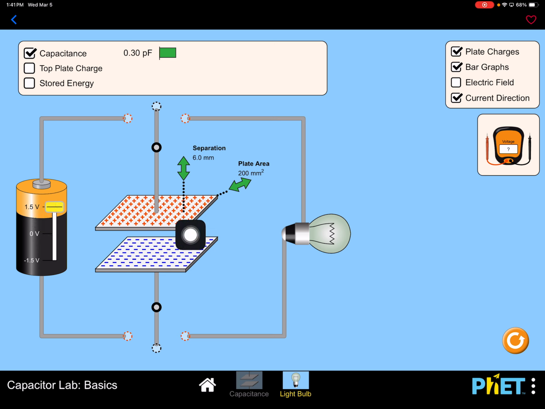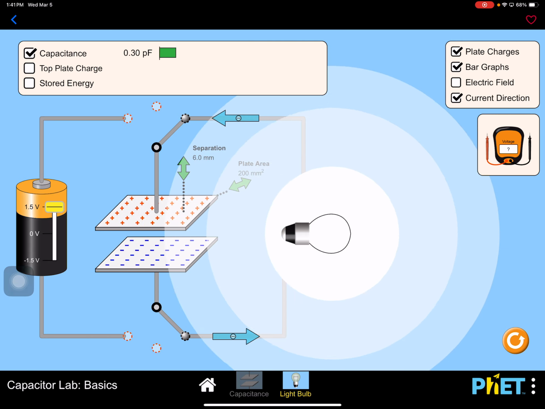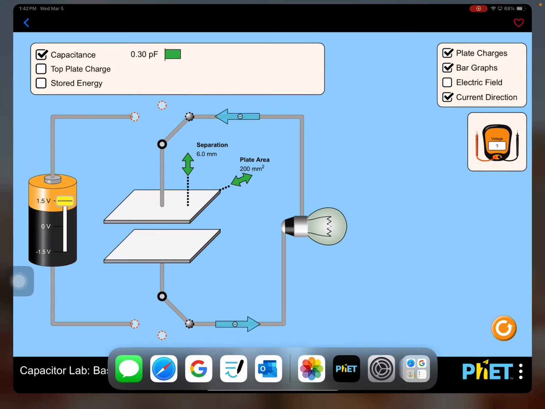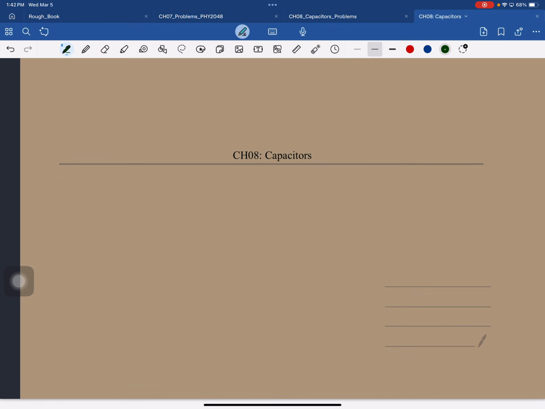So for instance, now you've charged this capacitor, and this is the circuit of your flash cameras. So you've stored energy in the capacitor, and there you go. You can release that energy very fast. So that's one of the big uses of capacitors.